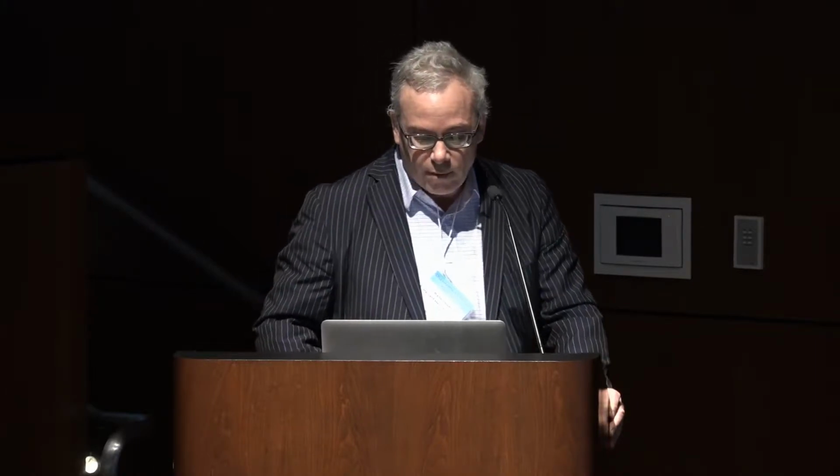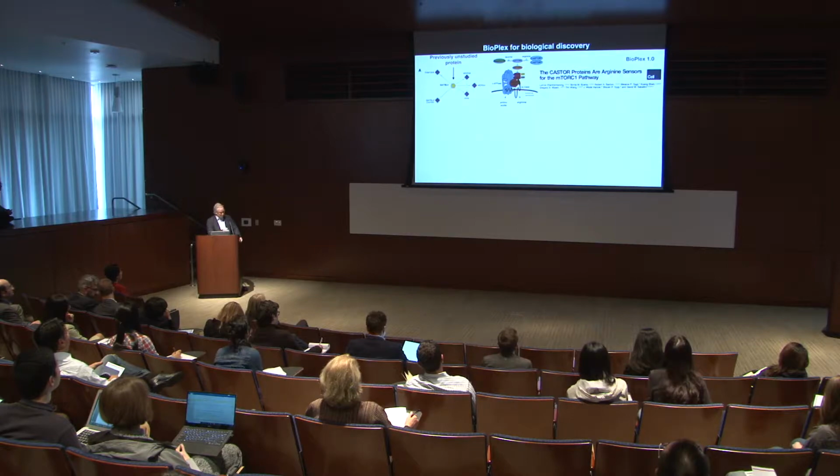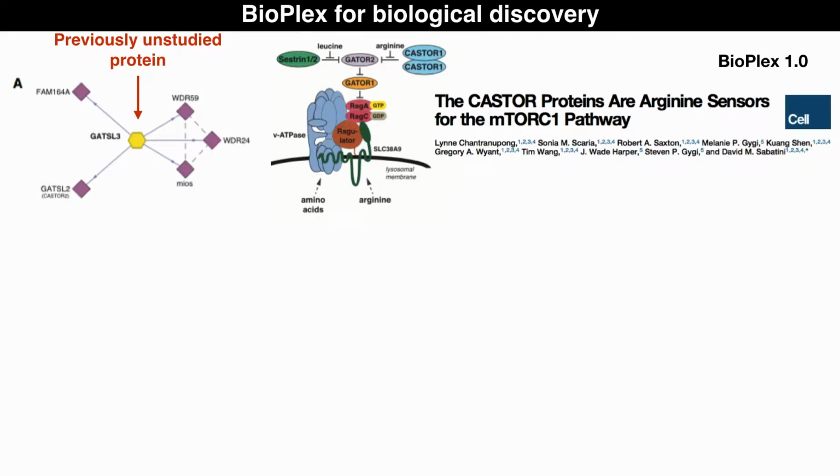So I'll just show you a couple of examples where we've been able to identify functions of orphan proteins based on this approach. The first example is where we took a protein that was previously untouched, part of the dark proteome. It's called GATSL3. To make a long story short, we identified components of the GATOR complex coming down with GATSL3. Again, this protein had never had any data on it in the literature at all.